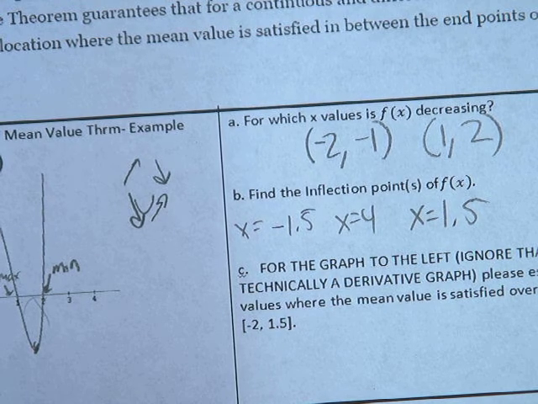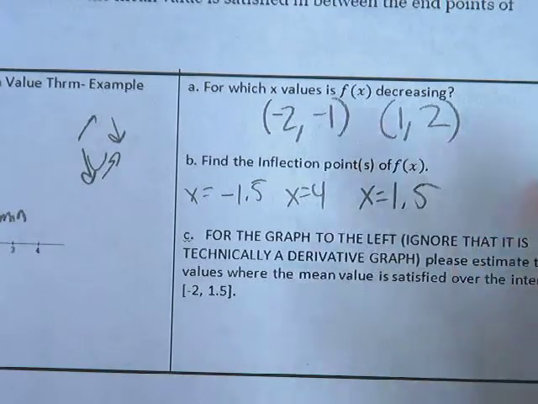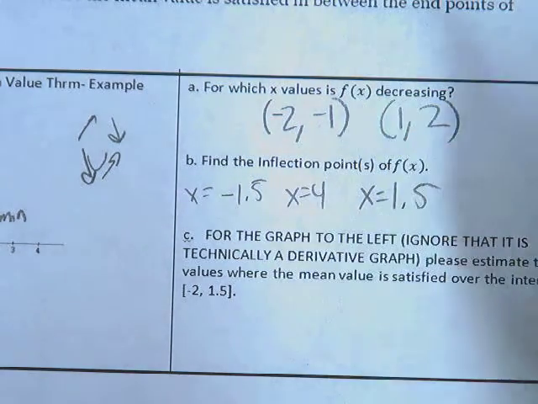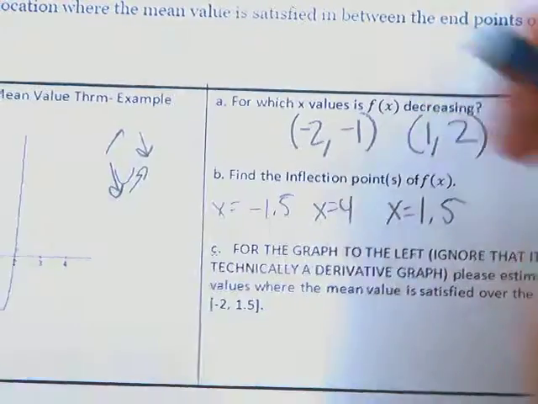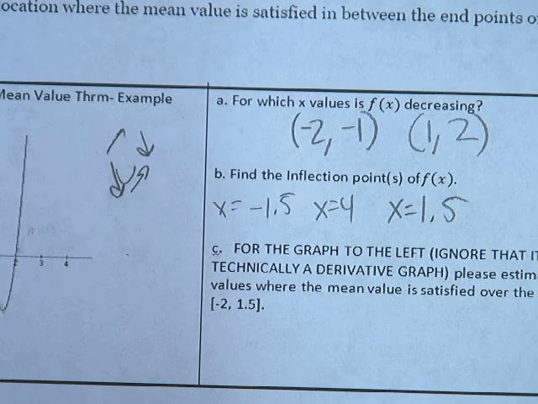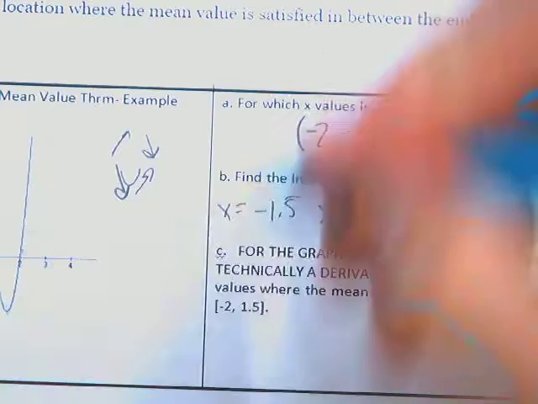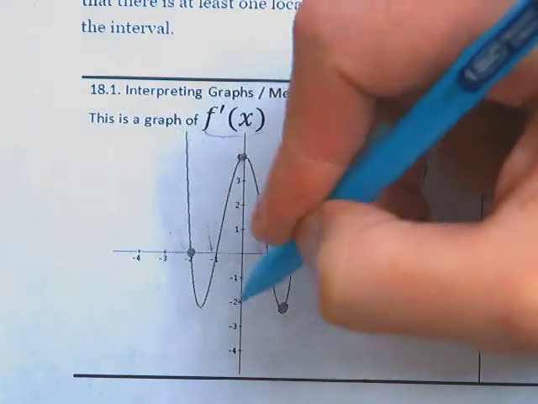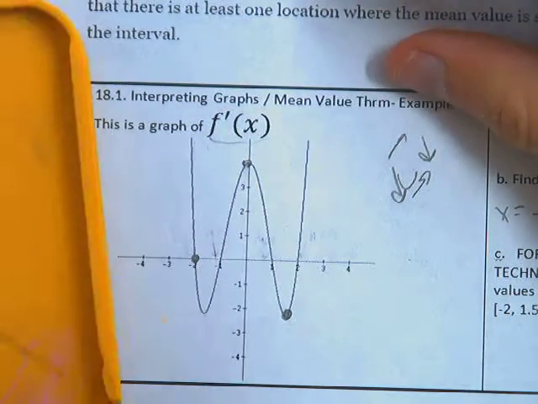Okay, now the last part says, for the graph at the left, ignore that it is technically a derivative graph. We're just going to apply the mean value theorem on this interval. So I'm going to erase all that max and min stuff so I can focus on making this. Alright, so from -2 to 1.5, that's my average slope between those 2 points right there. So I can connect those up.